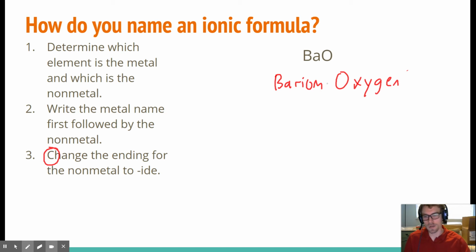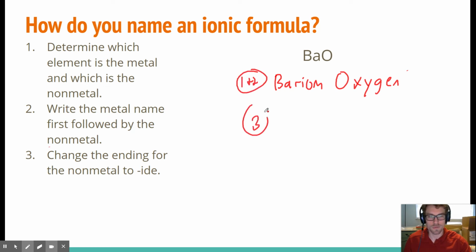All right. The next thing we need to do is we need to change the ending of the nonmetal to IDE. If you'll remember from when we were writing formulas, all of the names that we were using, they all had that IDE ending. And figuring out exactly where the IDE ending goes is something that you just kind of have to get as you practice. You should have some of that practice from having read a lot of the names on the last exercise. But basically, we don't change the first one. So again, this was steps 1 and 2 right here.